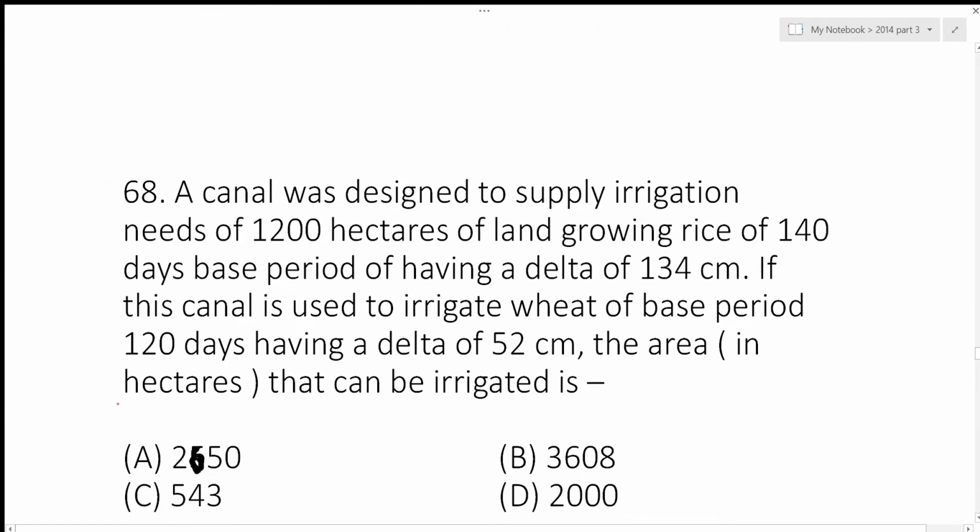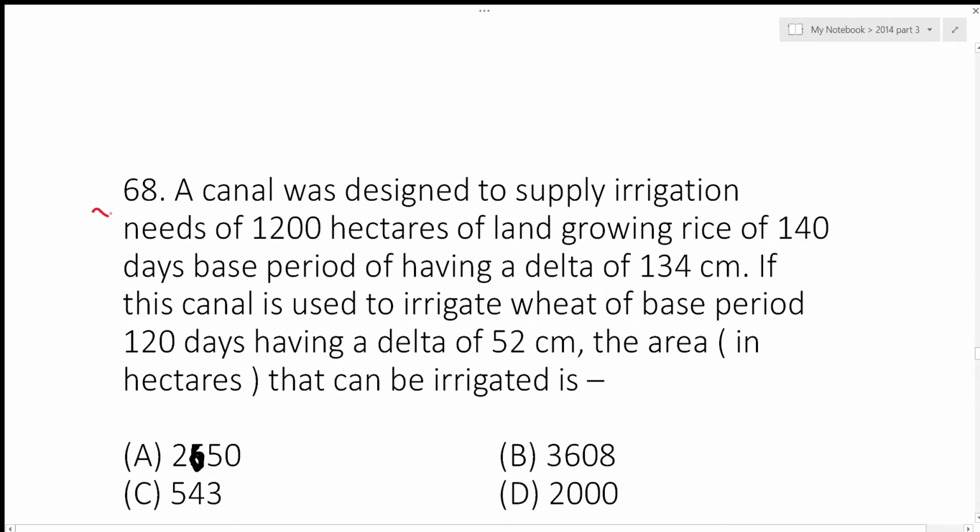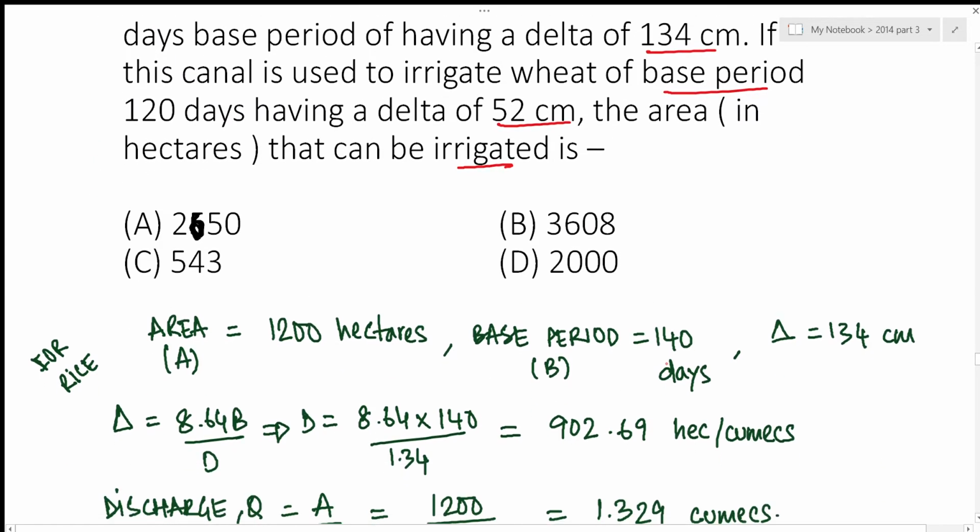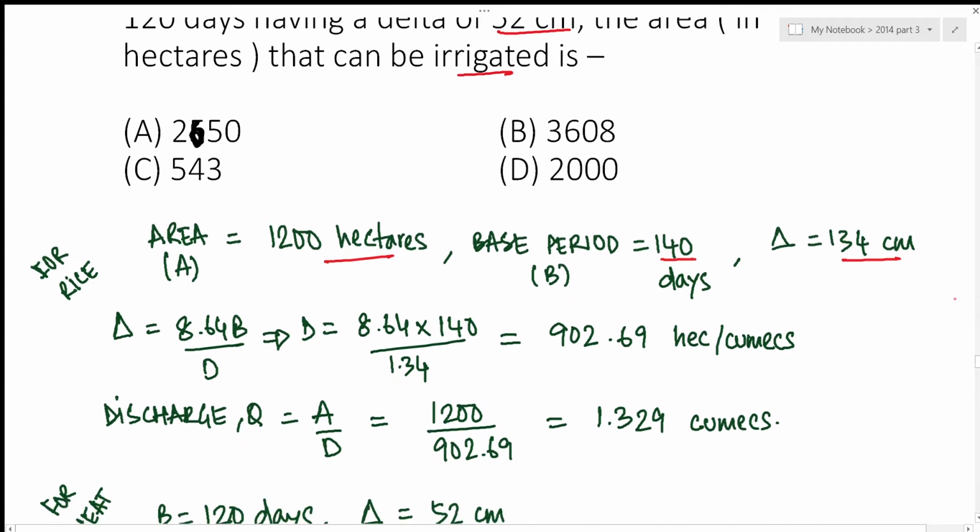Next question, a canal was designed to supply irrigation needs of 1200 hectares of land growing rice of 140 days base period, having a delta of 134 centimeter. If this canal is used to irrigate wheat of base period 128 days, having a delta of 52 centimeter, the area in hectares that can be irrigated is. Now, for rice, the area is given as 1200 hectares, the base period as 140 days, and the delta is 134 centimeter. You need to find the duty.